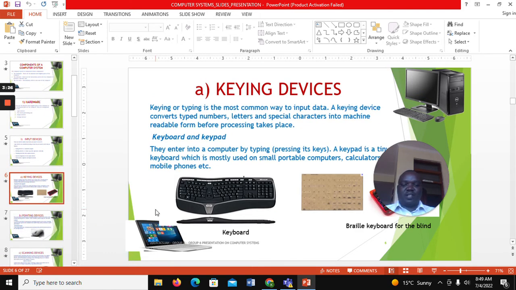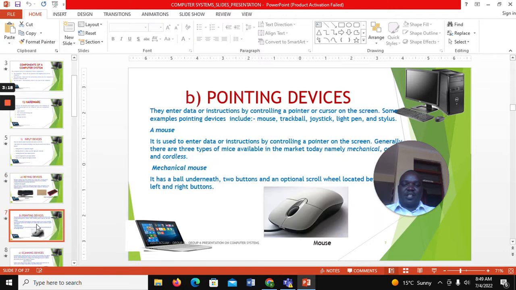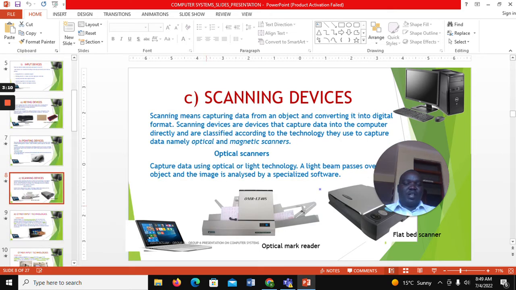Keying devices, you can see a keyboard there. You can also see the braille keyboard for the blind. And then we have pointing devices. Pointing devices, basically, it's the mouse and the touchpad. Then scanning devices, we have the optical mark reader and the flatbed scanner.